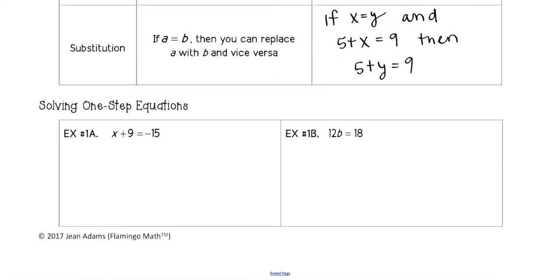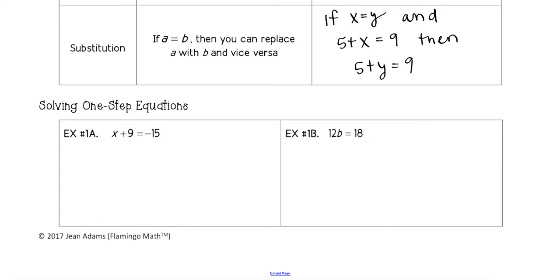All right, so we're going to go ahead and solve some one-step equations. So again, the whole goal of solving equations is to isolate or get the variable by itself. So your first step is identify where is your variable, and then identify, well, what is with your variable and how can you get rid of it by using these inverse operations. So if something's being added, I have to subtract. If something's being multiplied, I have to divide.